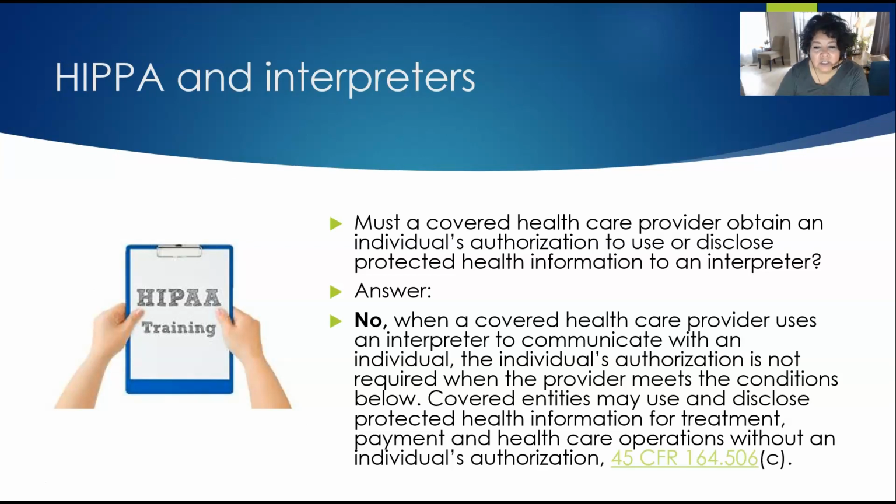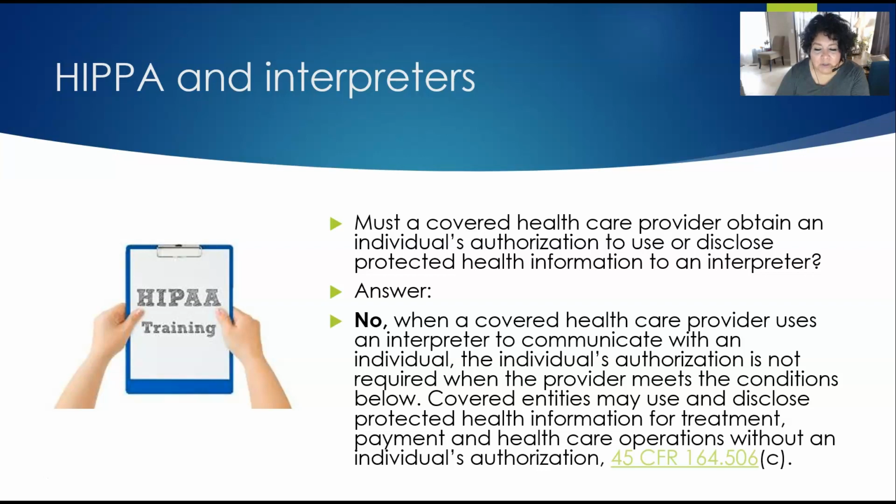But basically, in a nutshell, it states that a care provider does not need to obtain authorization. So the question here is, must a covered healthcare provider obtain an individual's or a patient's authorization to use or disclose protected health information to an interpreter? Protected health information falls under HIPAA. The answer is no. When a covered healthcare provider uses an interpreter to communicate with an individual, the individual's authorization is not required. So a patient does not need to give or sign their consent, when the provider meets certain conditions, so you need to review what those conditions are.